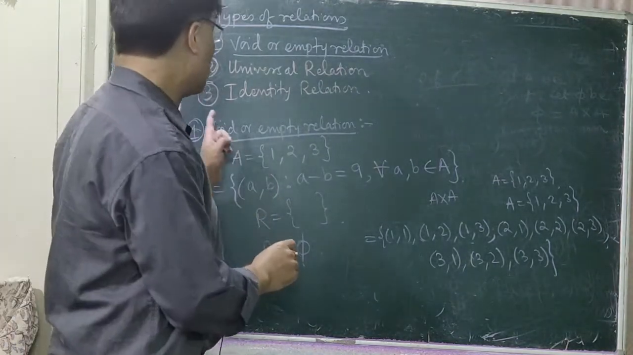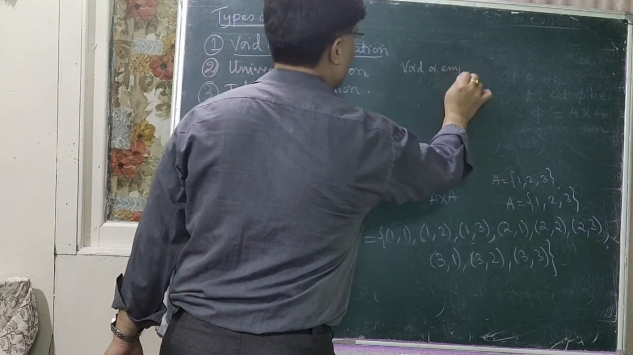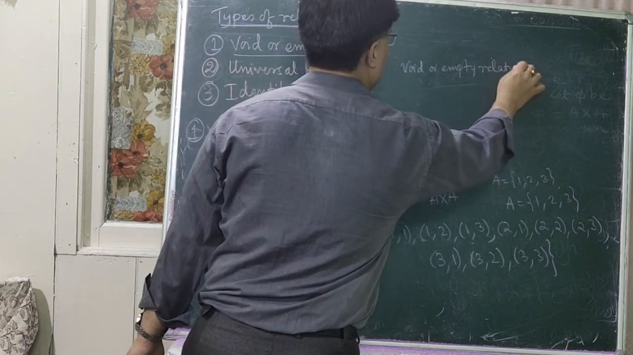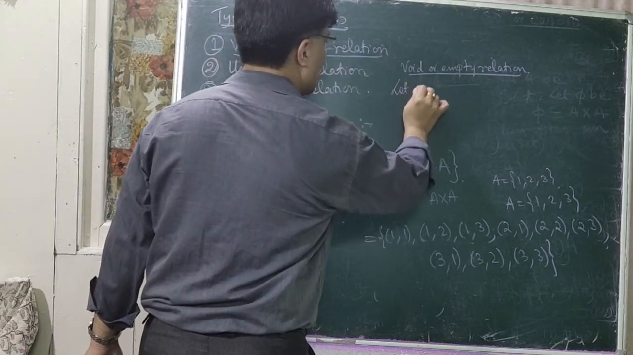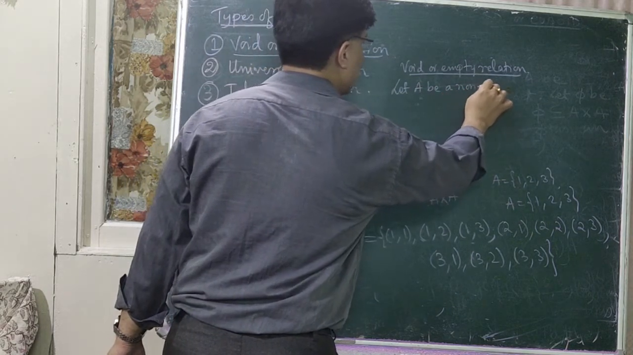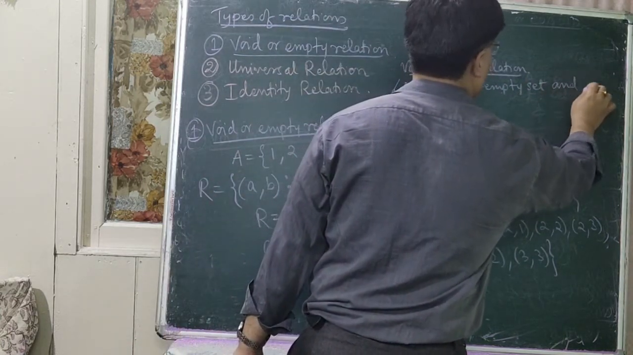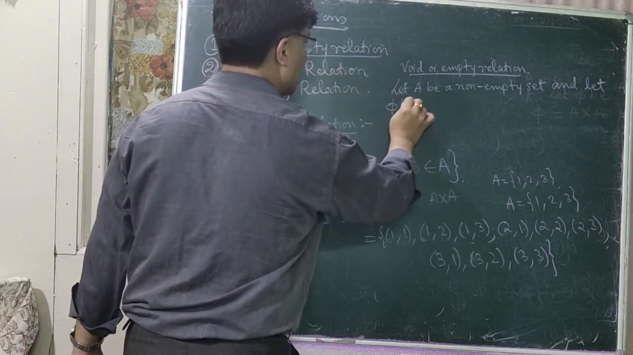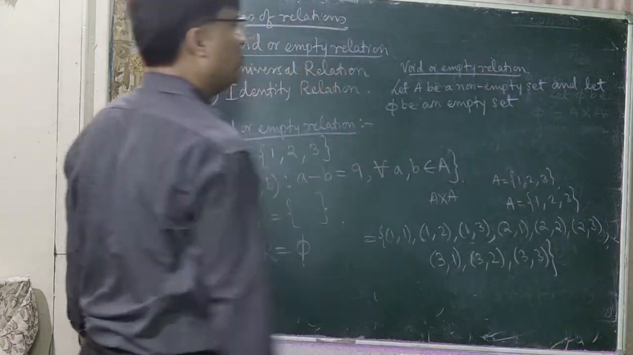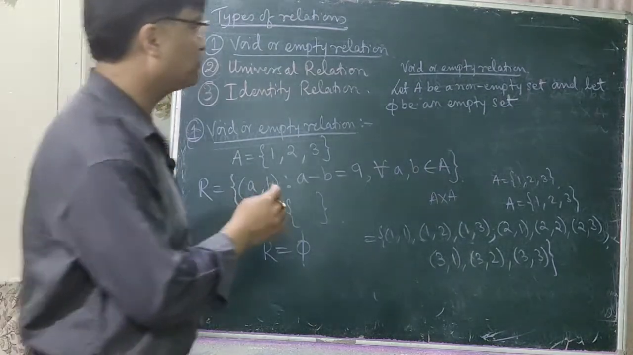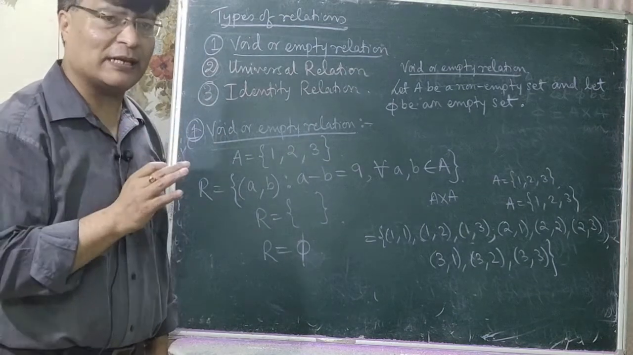Is that okay? So now, what is the definition of void or empty relation? Let capital A be a non-empty set, and let phi be an empty set. And now you know that phi is a subset of any set. In class 11 you did it.